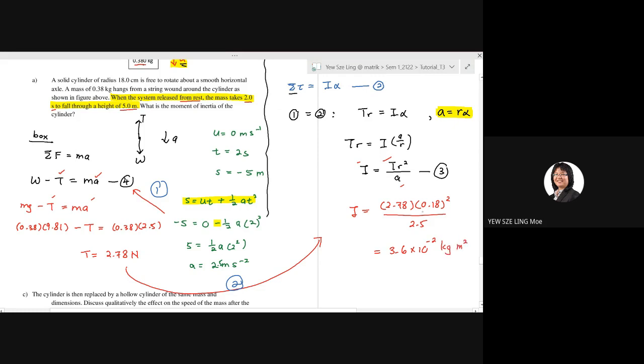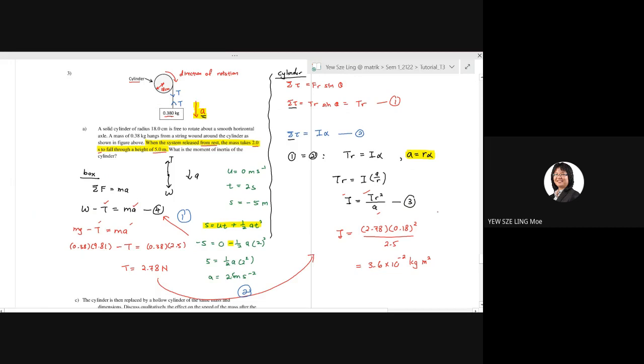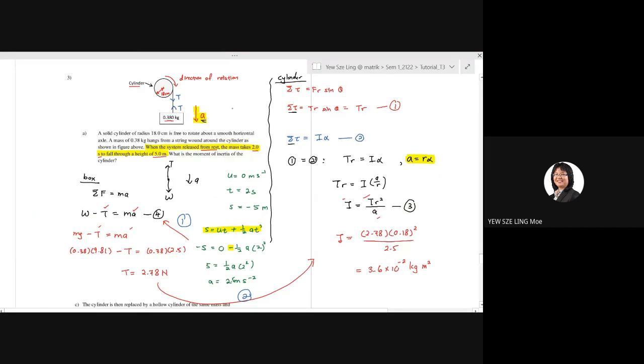So this is the information, these are the things that we do to solve question number 3. Question number 3 is also a good question that shows you how to solve equations that involve linear motion and rotational motion at the same time.